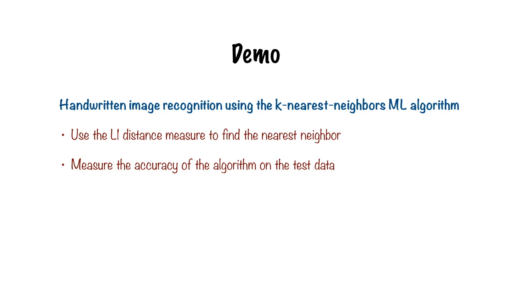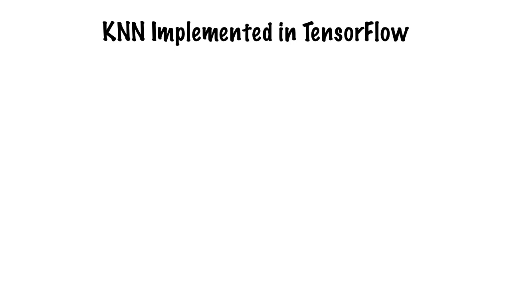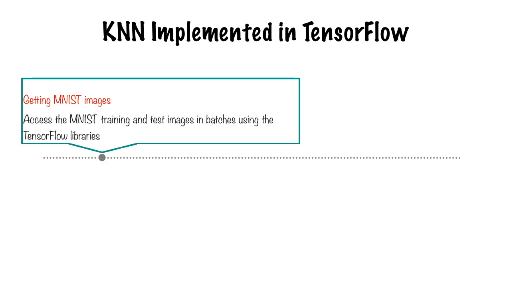Before switching over to the code demo, I'd like to outline the approach that we are going to take. The first step in our implementation is going to consist of accessing the images in the MNIST dataset. We will do so by using some TensorFlow libraries that are provided for this purpose. We will also be able to access these images in batches.